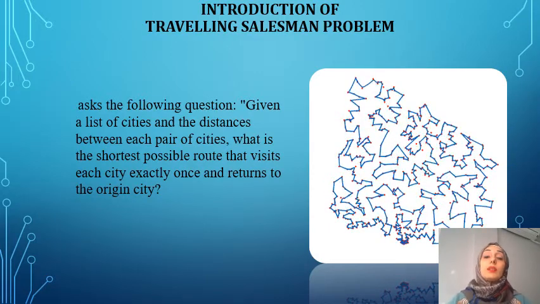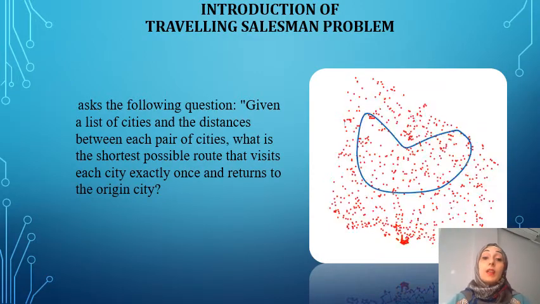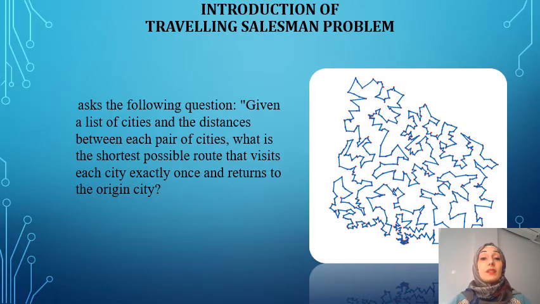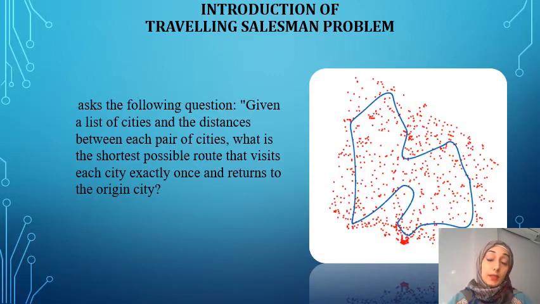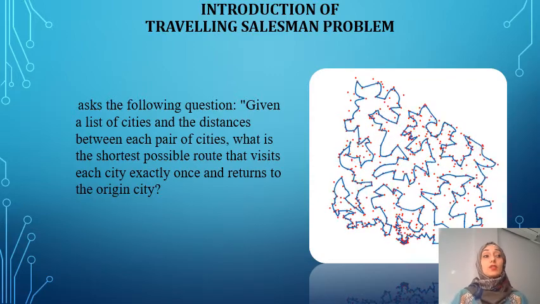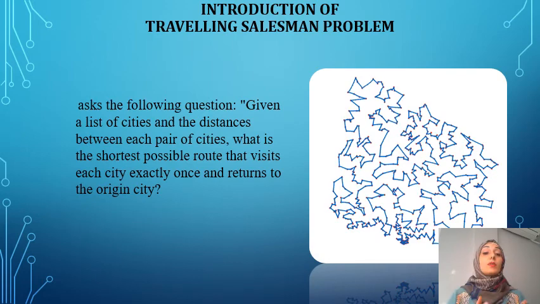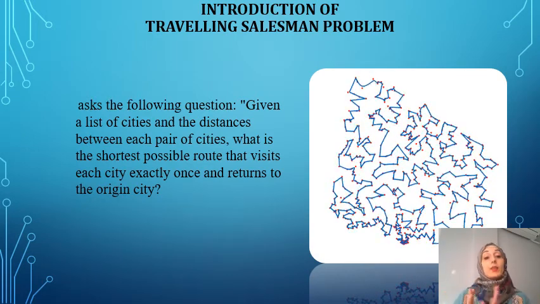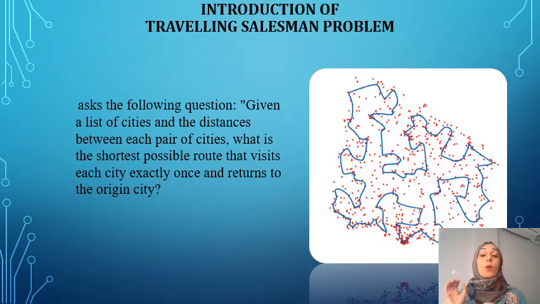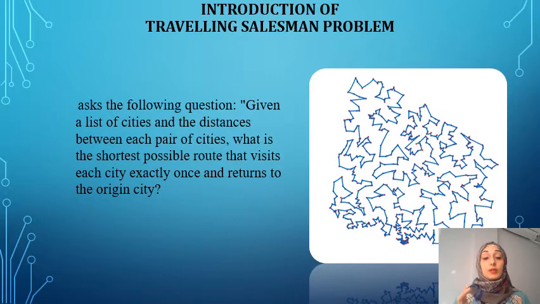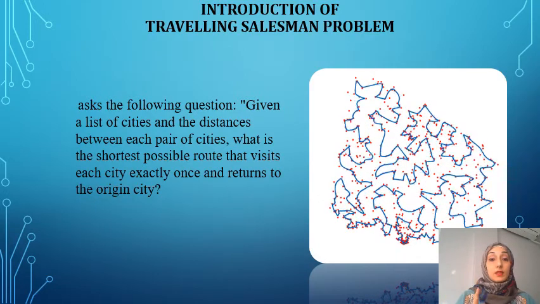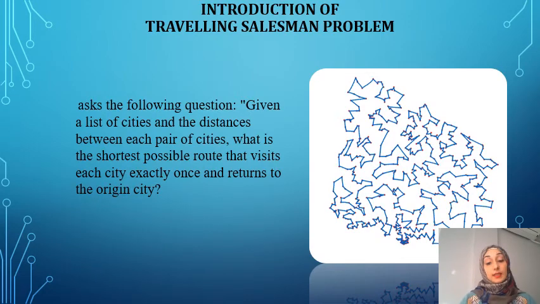Introduction of traveling salesman problem. Traveling salesman problem is one of the most famous problems in artificial intelligence. And the main question when we talk about this problem is, given a list of cities and the distance between each pair of the cities, what is the shortest possible route that visits each city exactly once and returns to the original city?